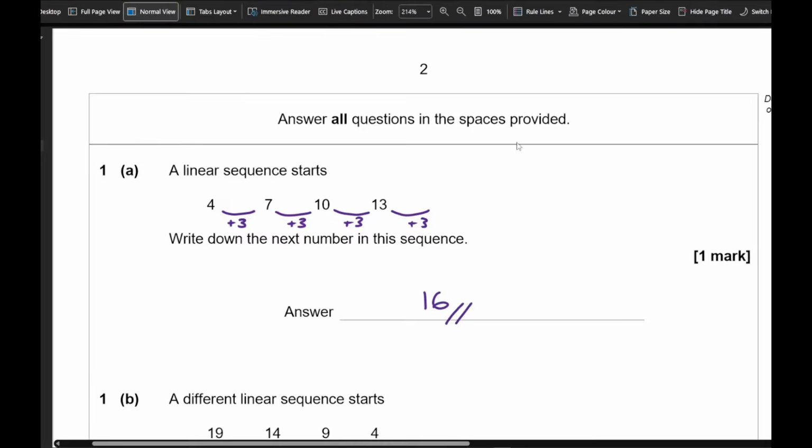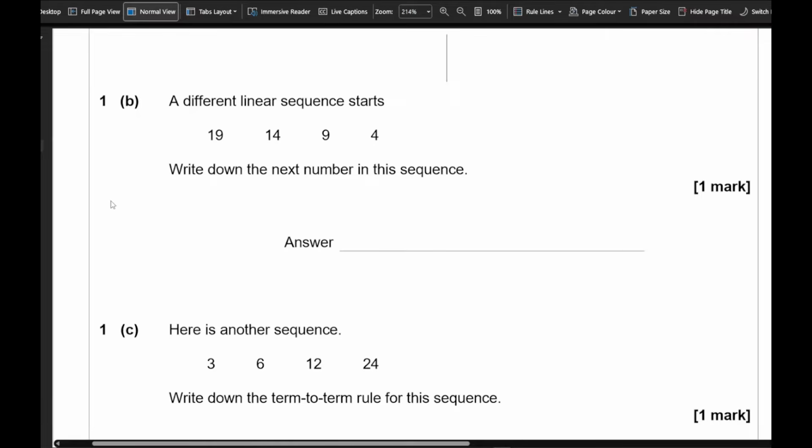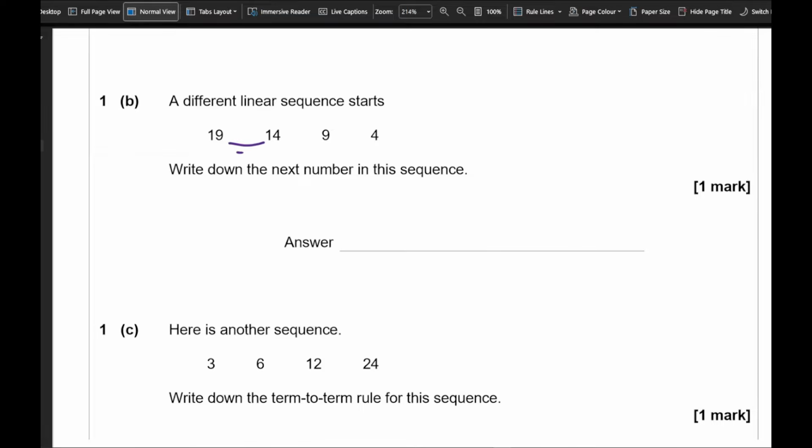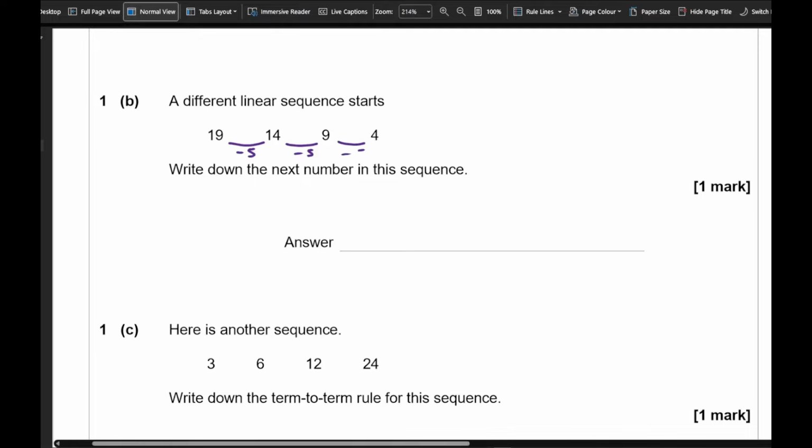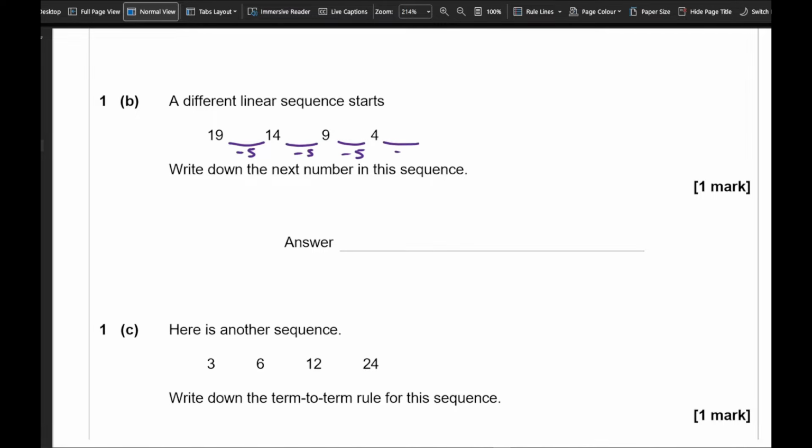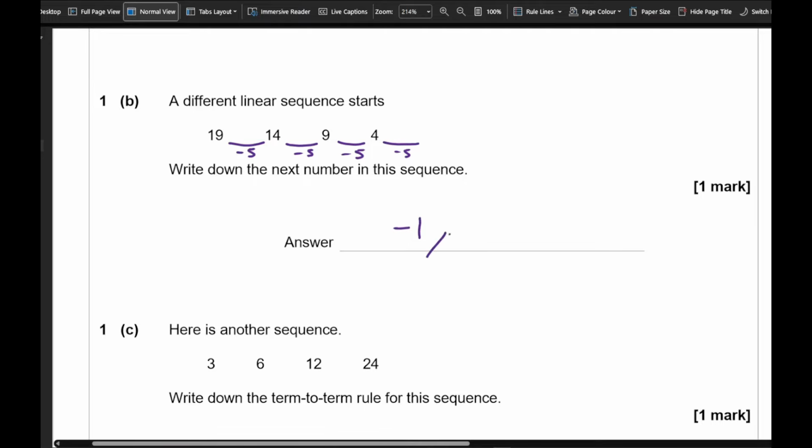Moving on to B, it says a different linear sequence starts 19, 14, 9, 4. Write down the next number in the sequence. So here we can see we've got a decreasing sequence in which the numbers from term to term are going down by 5. So we just need to do 4 take away 5, which is negative 1.